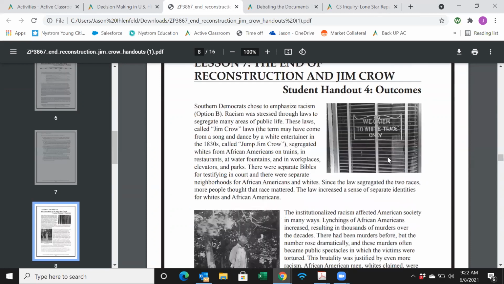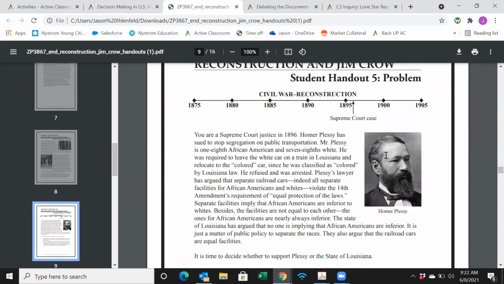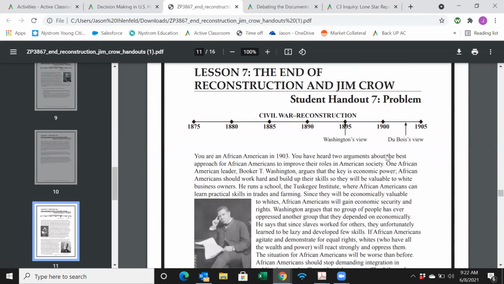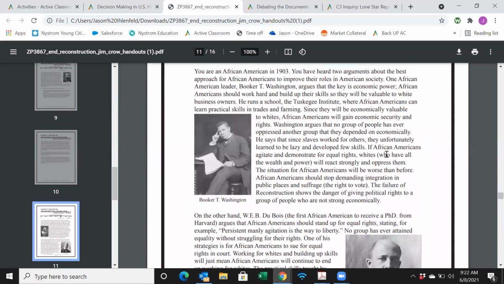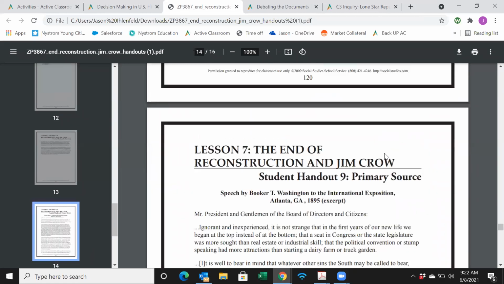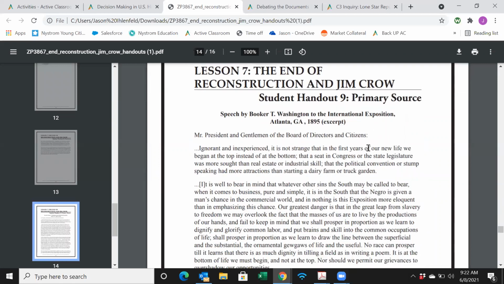This one here has the outcomes for that problem. And then there's another one yet with problems, and then the outcomes for that as well. And then sometimes, this one has actually another problem on it. And so you always want to check out those to see what's there. And they usually conclude with some type of primary source activity.